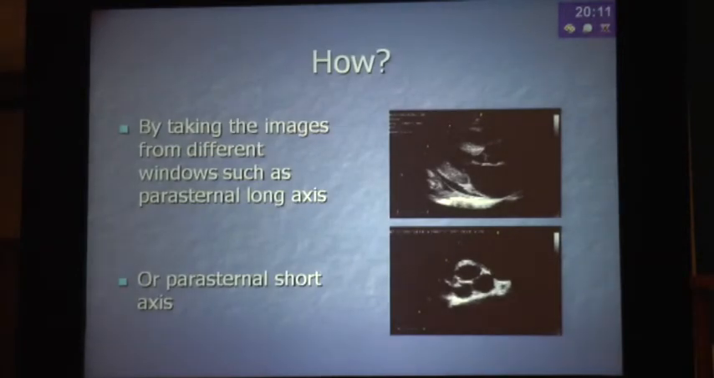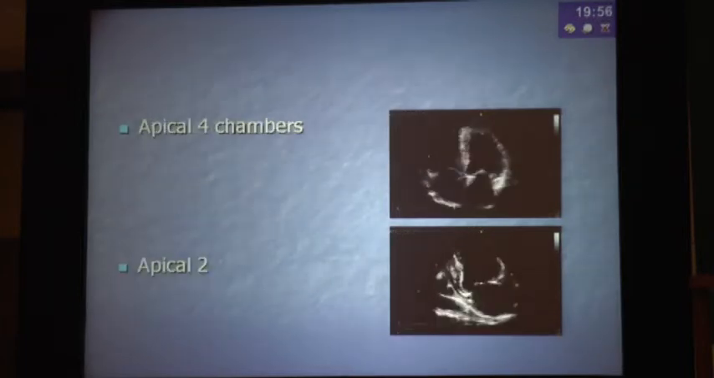So how do you take echo images? There are a few standard images, four standard views. This is something called the parasternal long-axis view, in which we see the LA, the LV, and the RV, and the aorta. This is a parasternal short-axis view, in which we take a cross-section of the heart. The apical four-chamber view, which is the most commonly used view to diagnose LV dysfunction and valvular regurgitation, in which we see all four chambers of the heart.